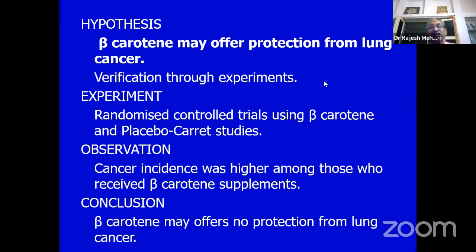When beta carotene may offer protection from lung cancer, and now you want to verify it through experiments, you do randomized controlled trials using beta carotene and placebo. And cancer incidence was higher among those who received beta carotene supplements. So the conclusion is that beta carotene may offer no protection from lung cancer.